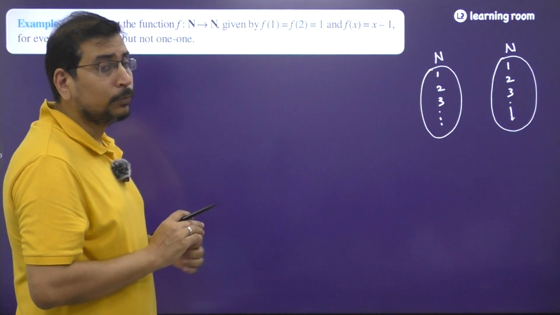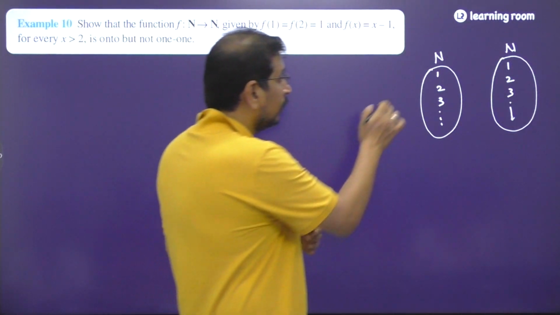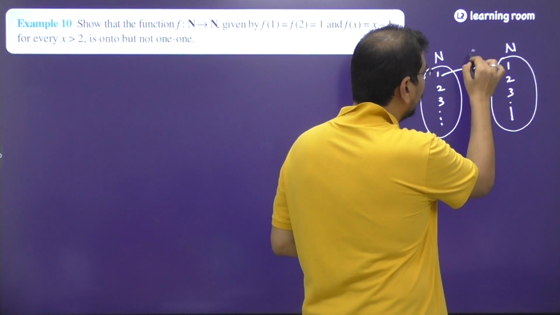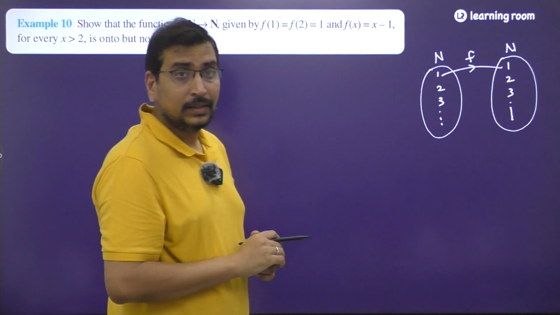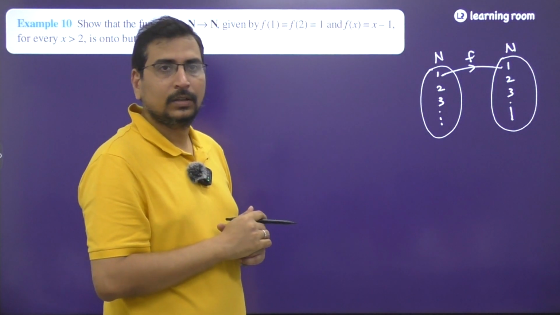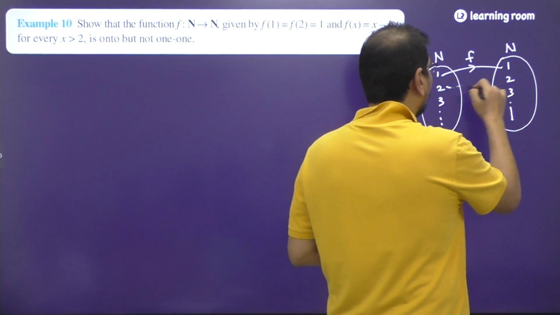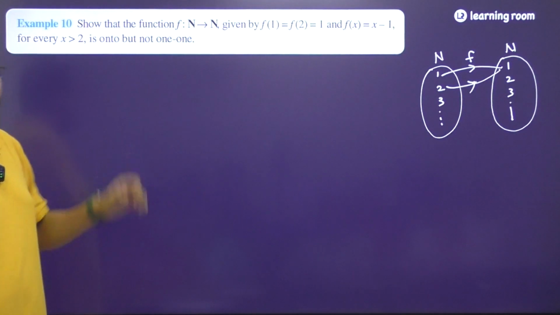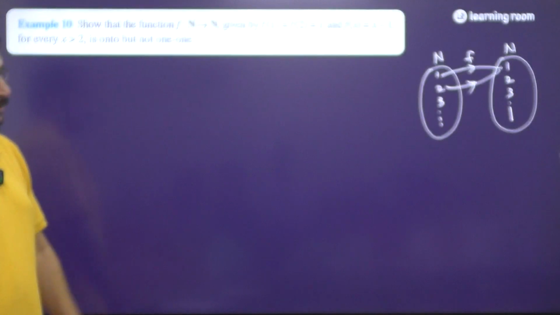So what is the meaning of f of 1 is equal to 1? F of 1, the number 1 from here is associated with this according to the relation f. Then what is the meaning of f of 2 is equal to 1? 2 is also related to 1. Right? Now what happens here? It's failing to be 1-1. So it's not a 1-1 function. That itself helps us. Right?